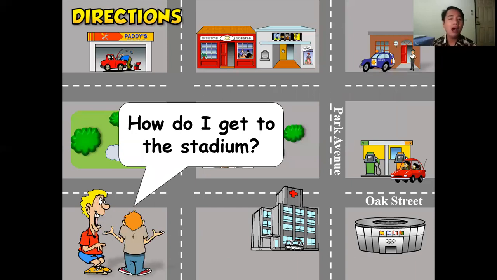Another, how do I get to the stadium? So look at the photo here. This is the stadium. This is the hospital. This is the Oak Street. This is the gasoline station and the Park Avenue. Okay, so how will you give instruction or direction?